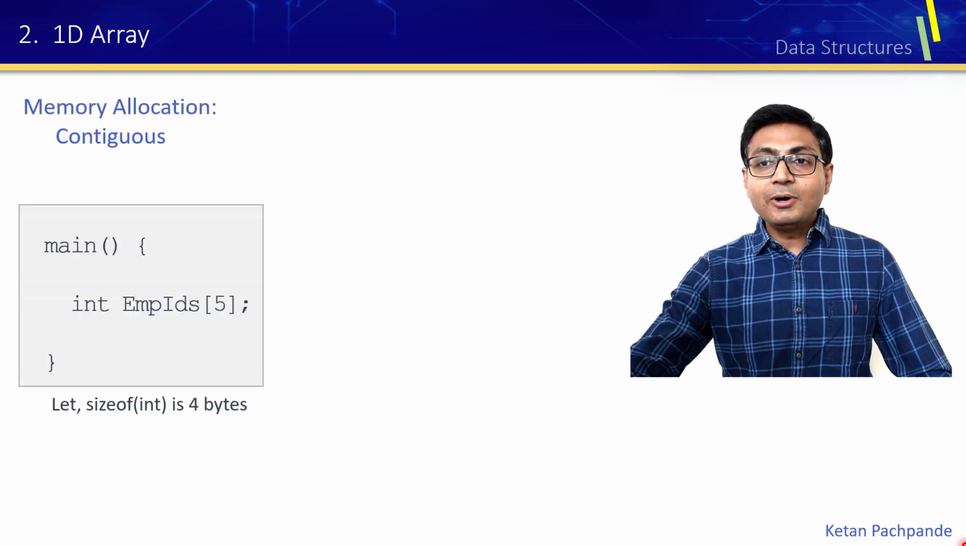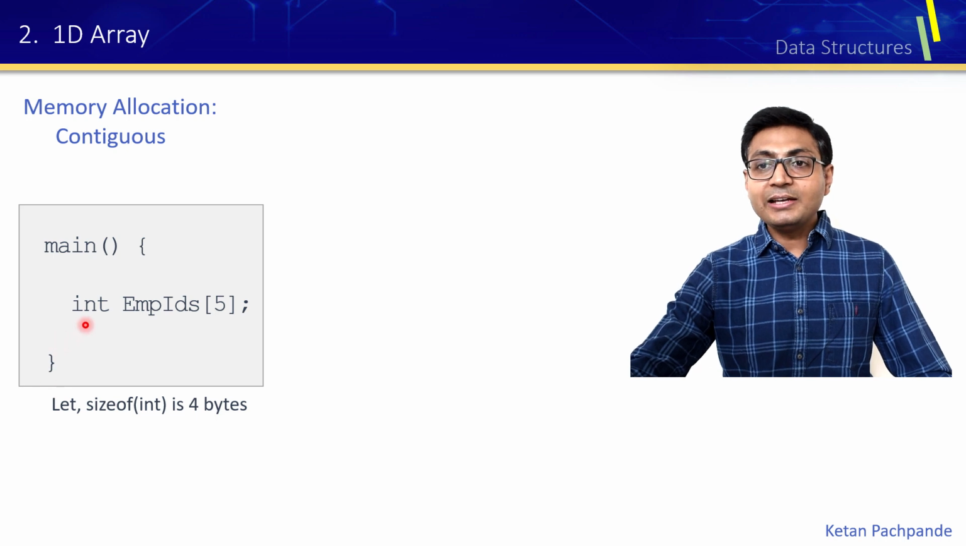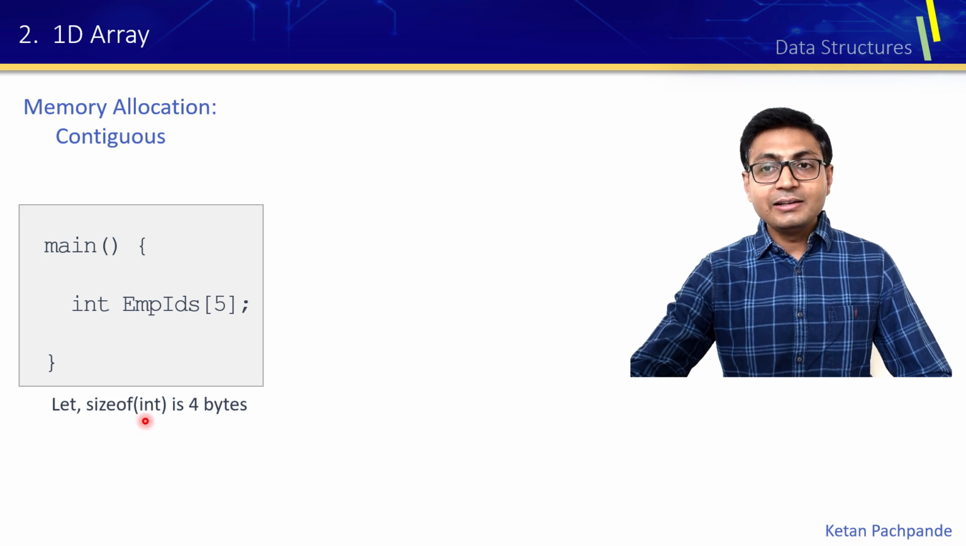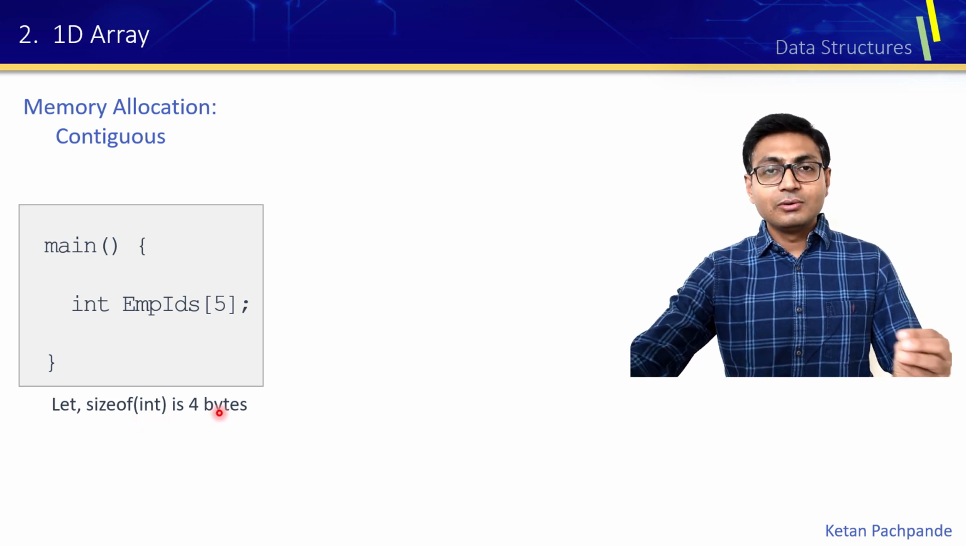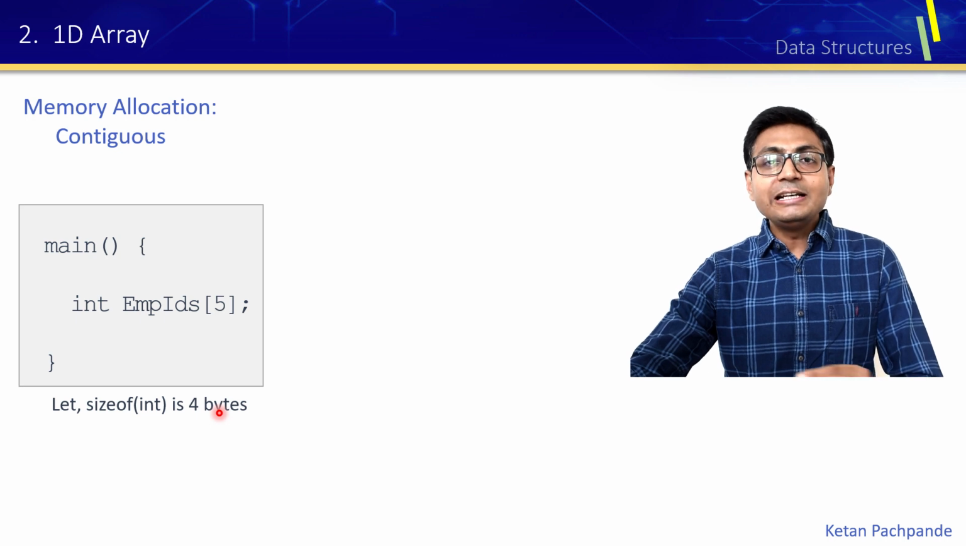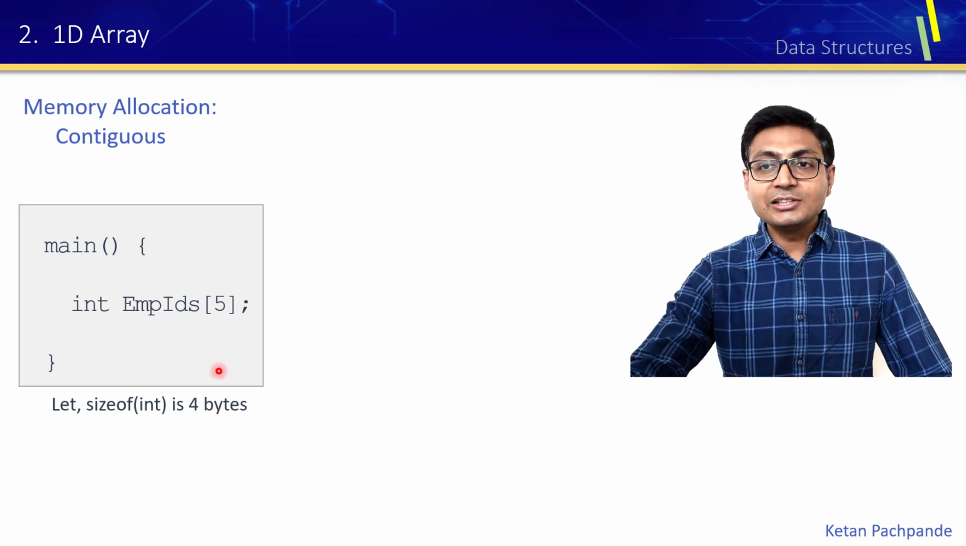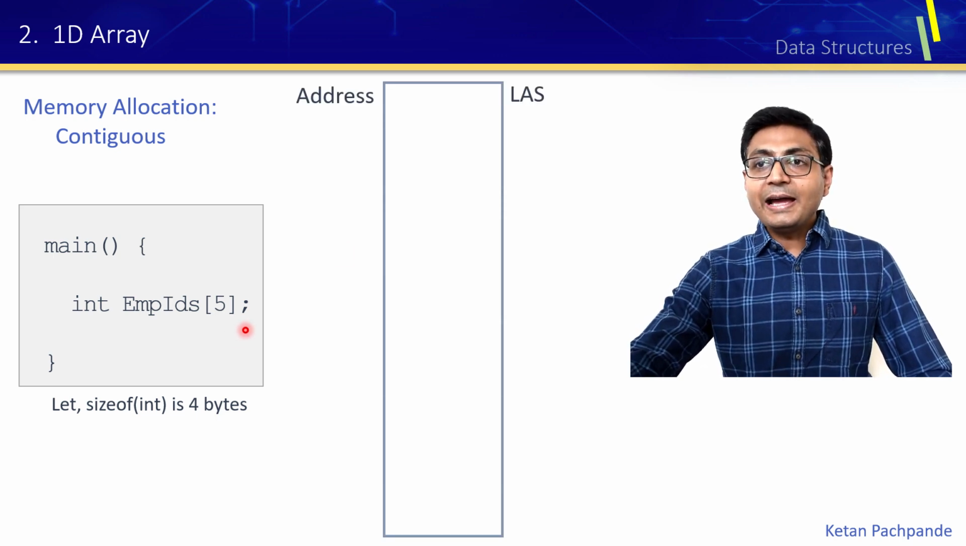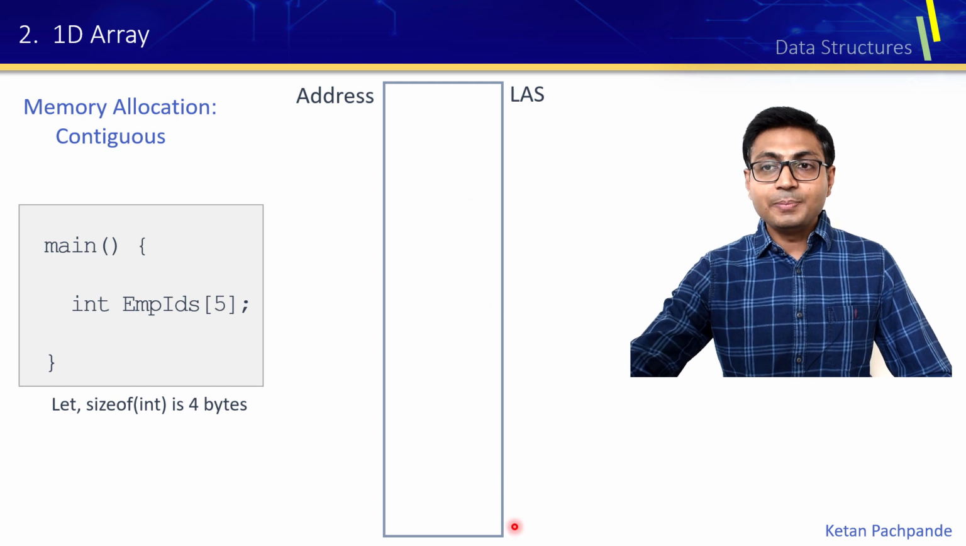Let me show you with the help of a C example. Let's say you define an array of 5 employee IDs. Assume that the size of one employee ID is 4 bytes, meaning the size of one integer is 4 bytes. And how many integers do you have? 5 employee IDs means 5 integers. Now here is my address space, that is the logical address space.